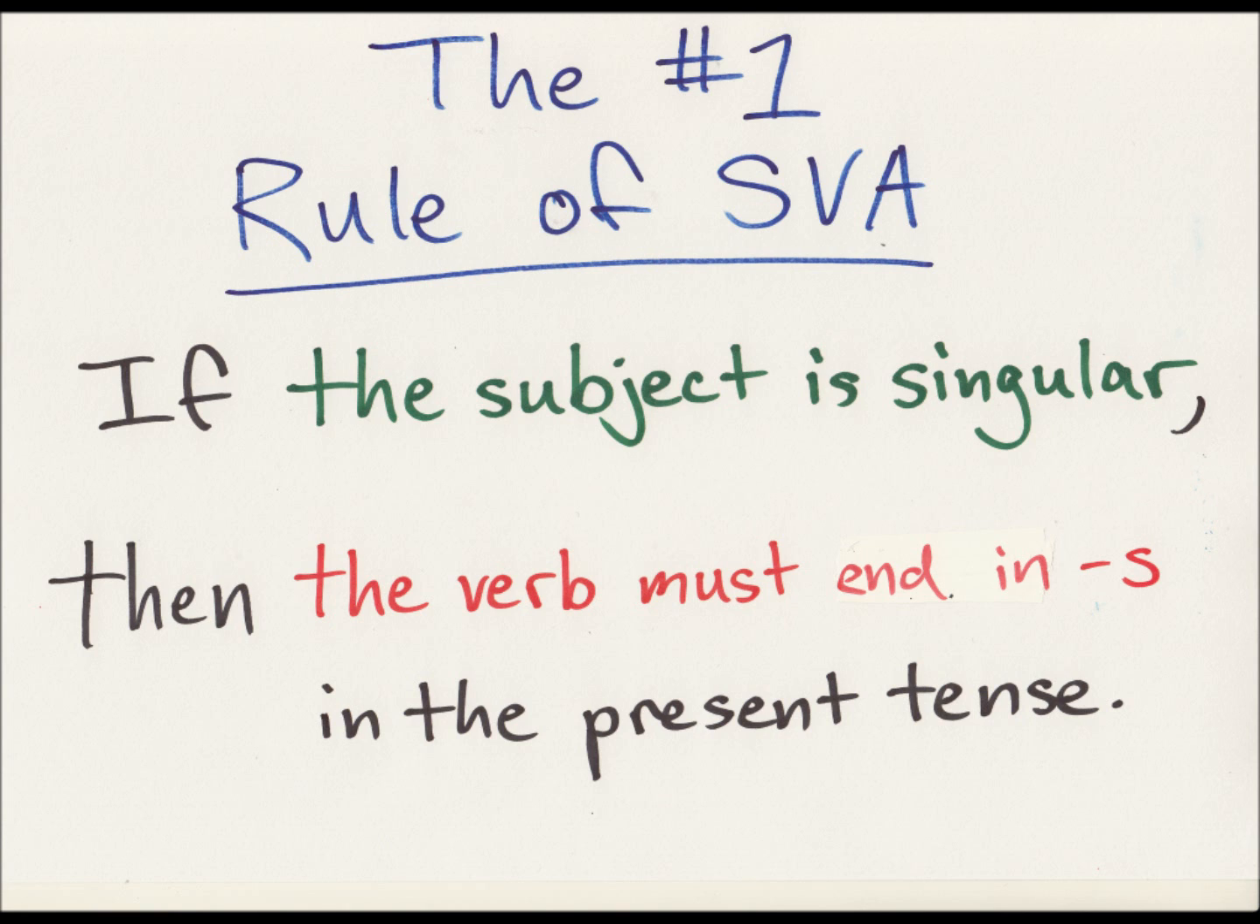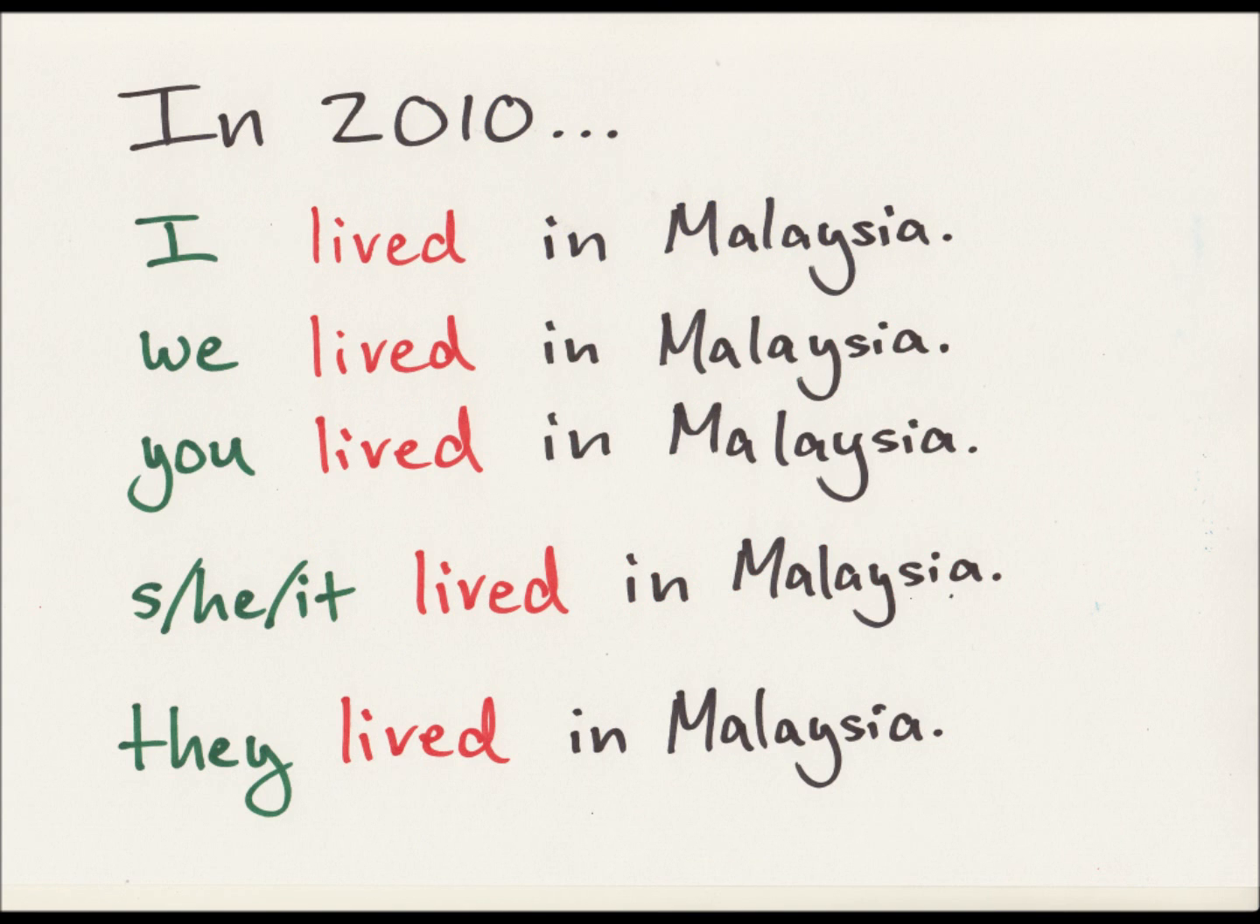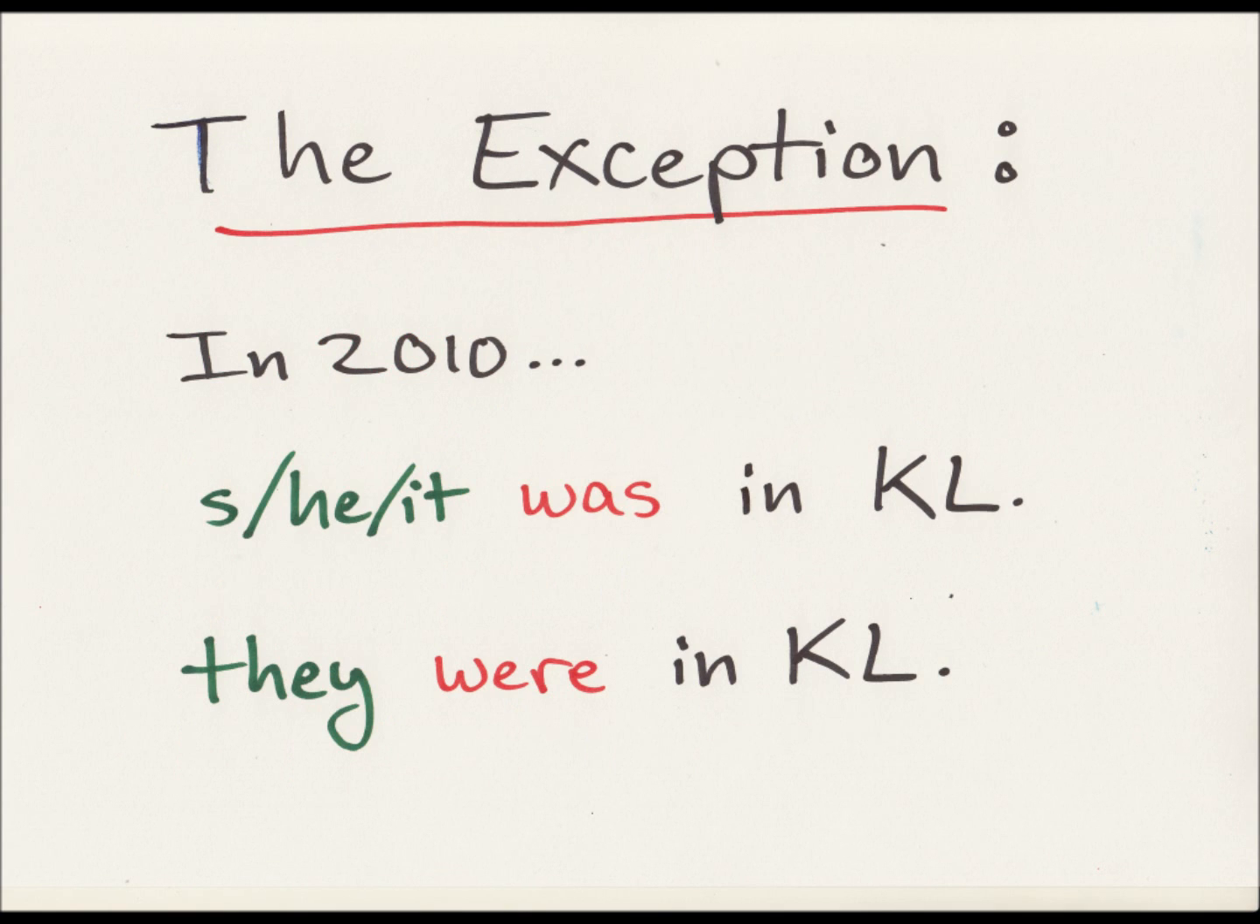What do I mean by the present tense? If we change all these verbs to the past, you'll notice that they are all identical. Similarly, if we are discussing the future, the verbs do not change. The sole exception to this rule is the verb to be.